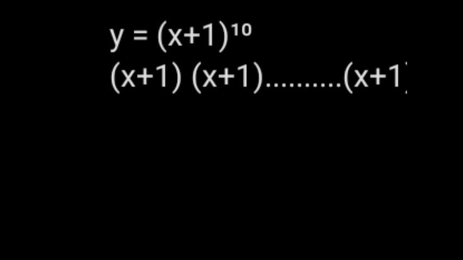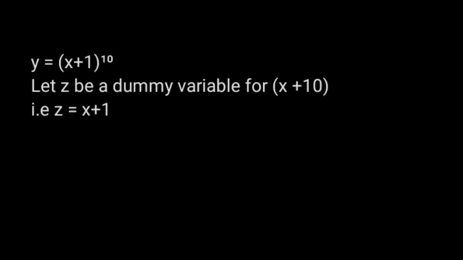So how are we going to do so? Instead of opening the bracket x plus 1, x plus 1, x plus 1, how are we going to solve this differential equation without opening the bracket x plus 1 raised to power 10? It is very easy. We bring in another variable, what we call a dummy variable in differentiation. In this instance, we let z be a dummy variable for x plus 1. So z is covering everything in x plus 1. That is, z equals x plus 1.